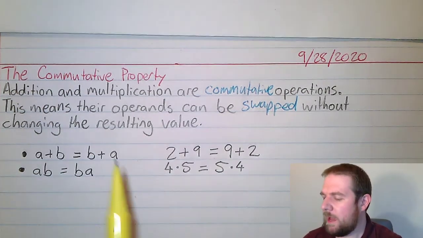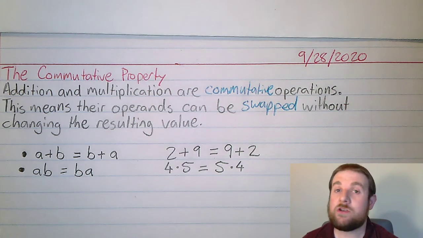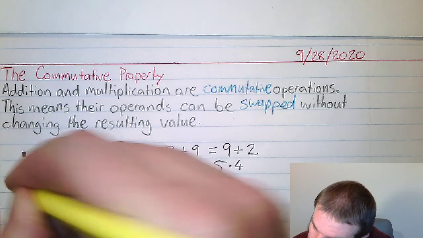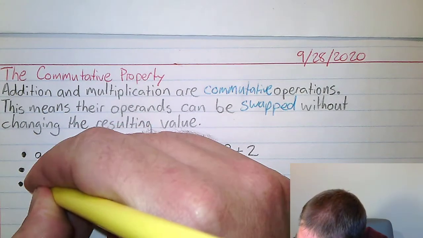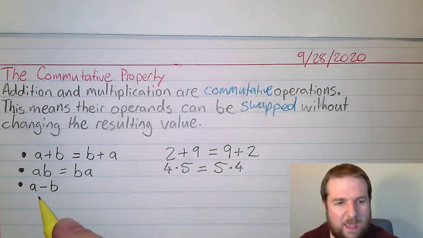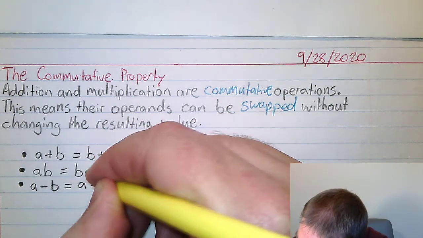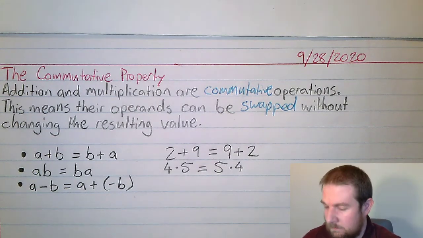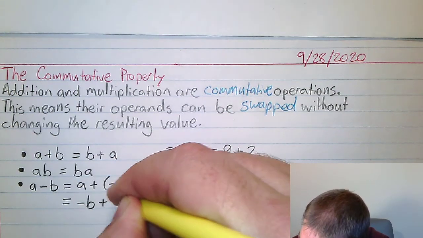Now it's important to note that this property does not apply to subtraction or to division. Those operations are not commutative. However, we can sort of use the commutative property with subtraction, as long as we remember that subtraction is really just adding a negative value. So if I have a subtract b, remember that this is the same as a plus the negative of b. And now I can swap them because this is addition. So I would have negative b plus a.